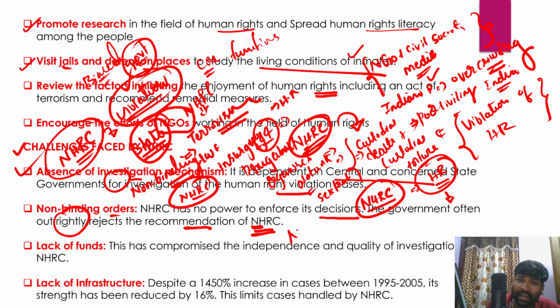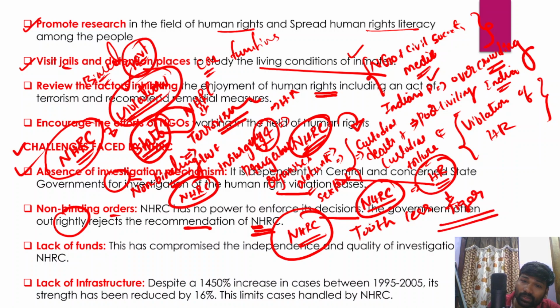And in fact, NHRC is very often criticized as a toothless tiger. Why is it criticized as a toothless tiger? Because it has no powers. A tiger without teeth means a tiger which does not have adequate powers, which are very important for the protection and promotion of human rights of individuals.